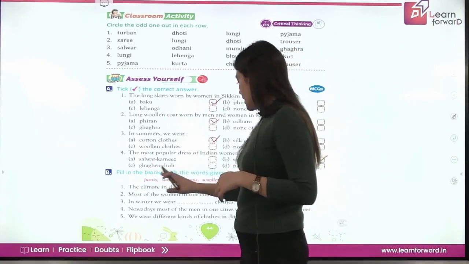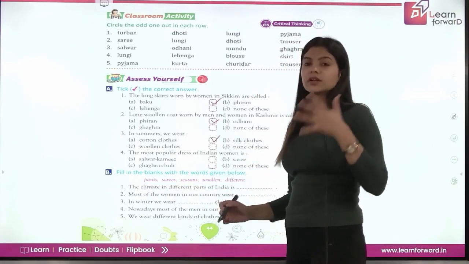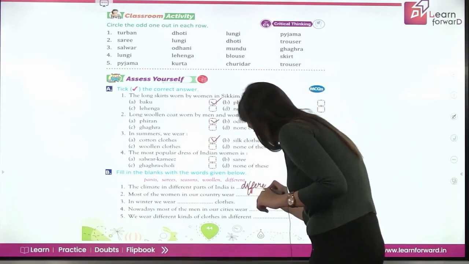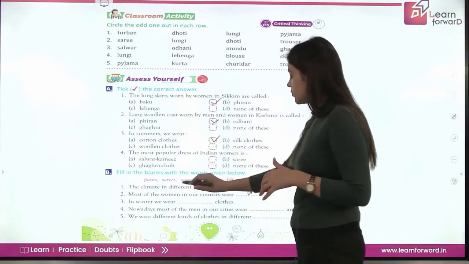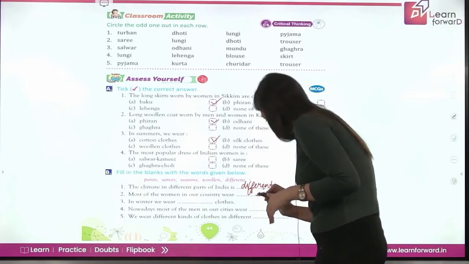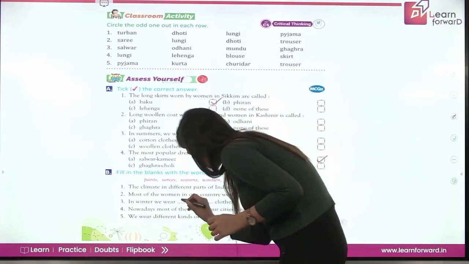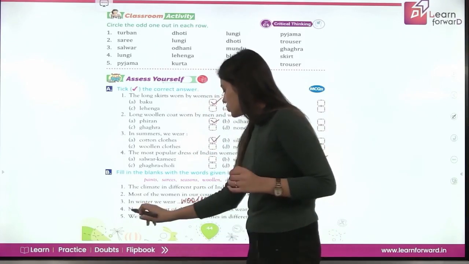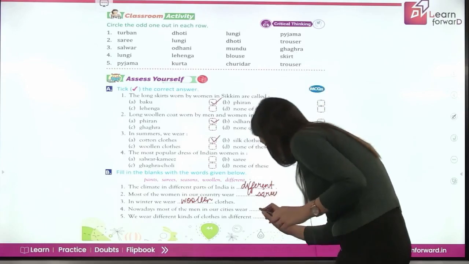B part, fill in the blanks with the words given below. First, the climate in different parts of India is different. Another, most of the women in our country wear sarees. Third, in winter we wear woolen clothes to protect ourselves from cold. Fourth, nowadays most of the men in our cities wear pants and shirts.